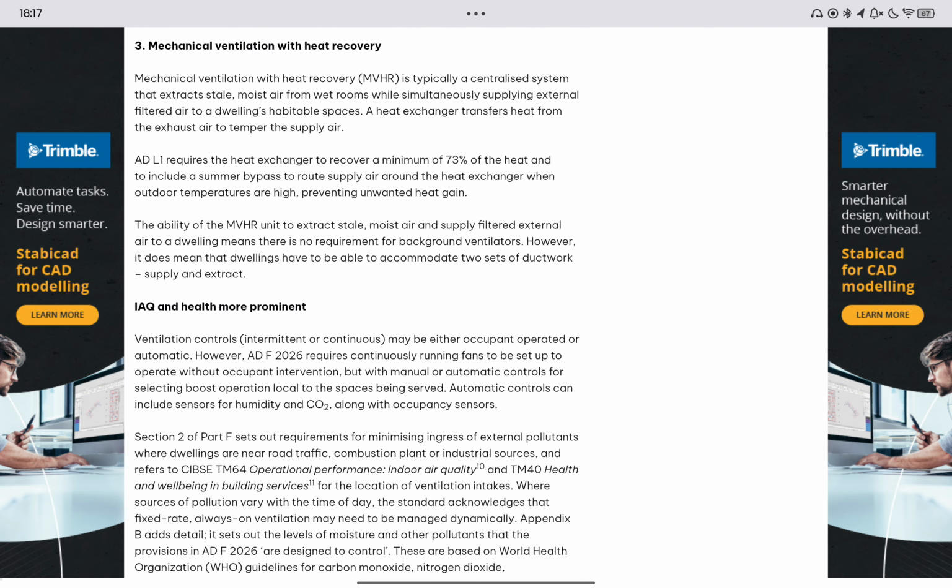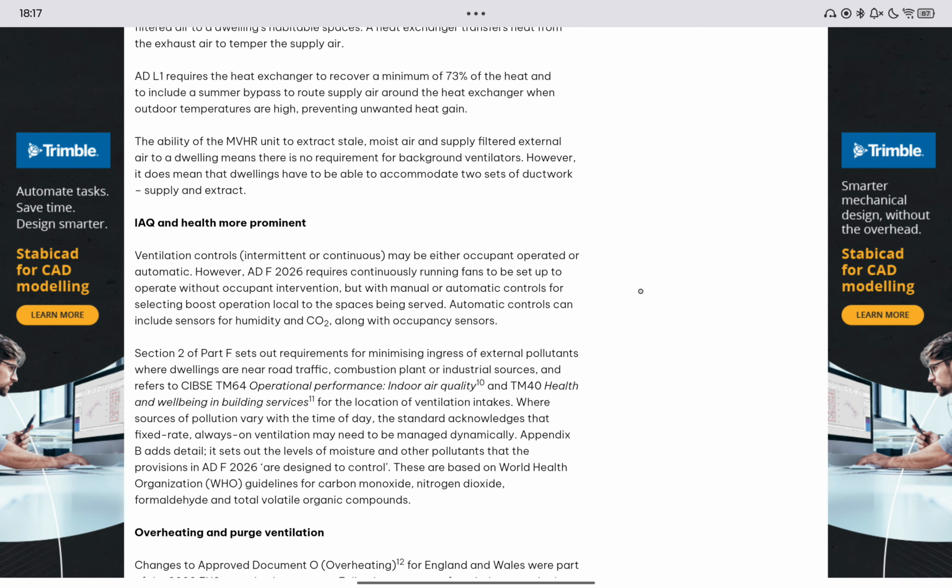The ability of the MVHR unit to extract stale, moist air and supply filtered external air to a dwelling means there is no requirement for background ventilators. However, it does mean that dwellings have to be able to accommodate 2 sets of ductwork, supply and extract. IAQ and health more prominent.